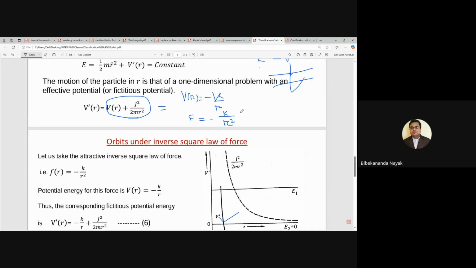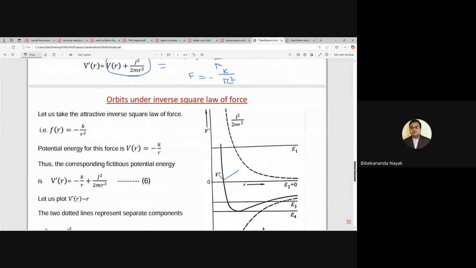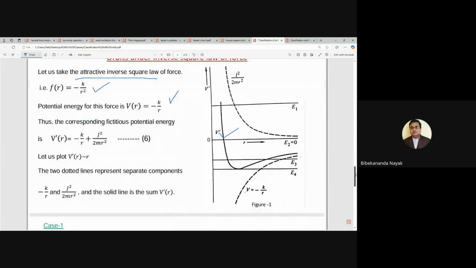Isn't it? Yes, sir. That constant K contains G and other things. So force is an attractive inverse square law. Actually, orbits under inverse square law of force. Gravitational field is an attractive field. Force is minus K by R square. So potential is equal to minus K by R. This is V(R). So here, to compare, the dotted line is minus K by R and this term is the extra term, J square by 2mr square.